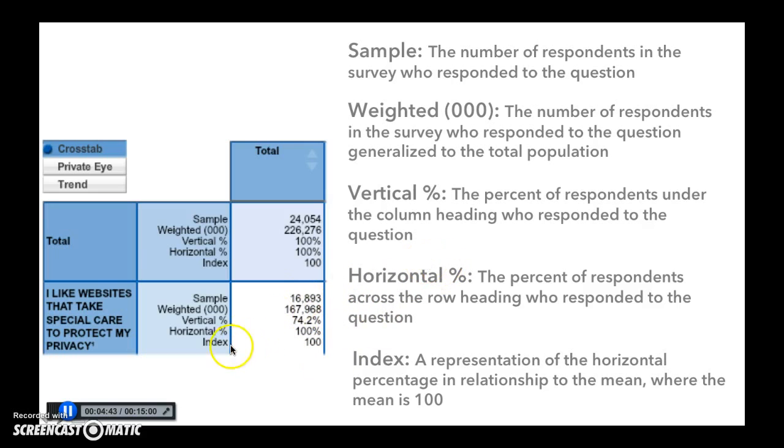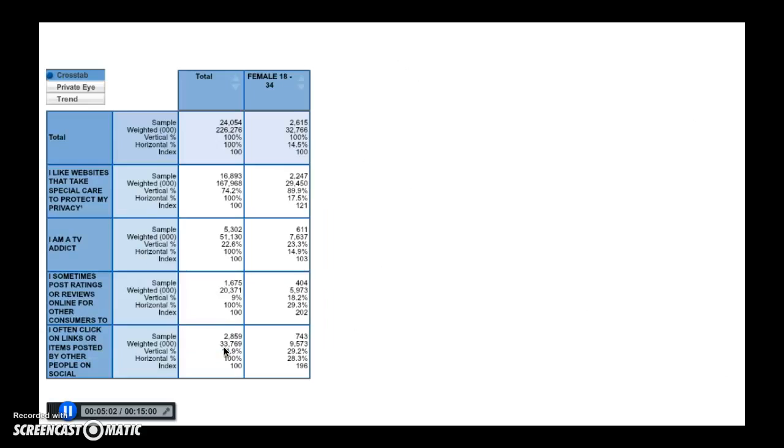The last number we'll talk about here is the index number. An index number looks at a percentage in relation to the mean, with the mean being represented as 100. Any characteristic that is greater than the mean will be greater than 100. Any characteristic that is less than the mean will be less than 100. Let's take a look at the larger crosstab to see how all of this plays out.